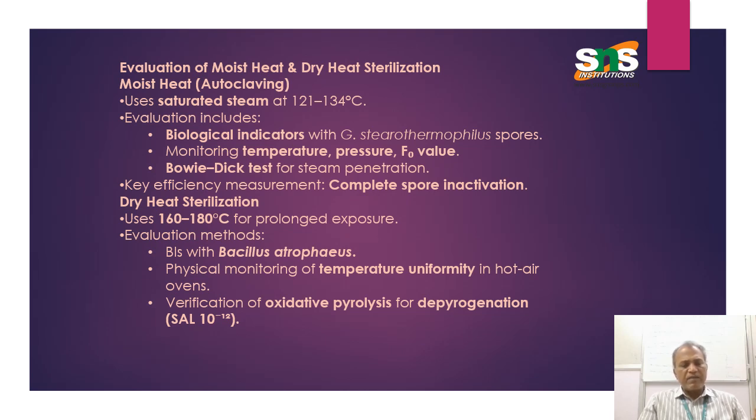Next, indicators for dry heat sterilization. So we can give Geobacillus stearothermophilus as well as Bacillus atrophaeus species. So both are advisable for dry heat as well as moist heat sterilization. Next, physical monitoring of the temperature uniformity, how it uniformly spreads the temperature inside the cabin. Next, verification of the oxidative pyrolysis and depyrogenation. It's special, it doesn't perform under moist heat, it's exclusive performance for dry heat sterilization.